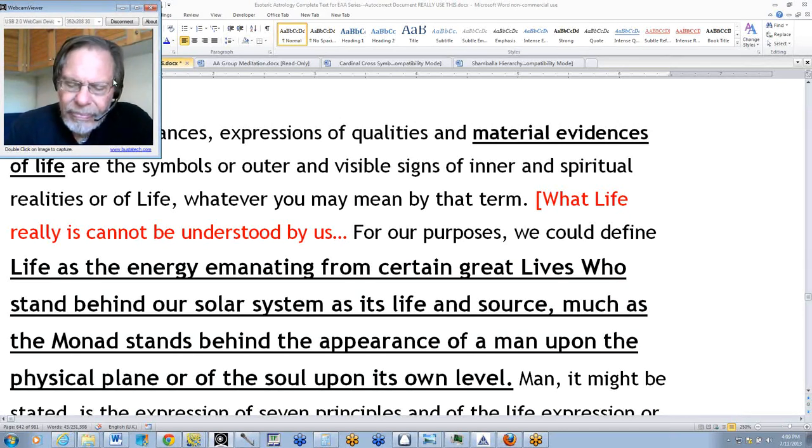type of energy, which is emanating from certain great lives who stand behind our solar system as its life and source. The cosmic logos, the one about whom naught may be said, is found in 293, possibly, much as the monad stands behind the appearance of man upon the physical plane, or of the soul upon its own levels. So our solar system is, as a man, let's see. Yes, as the monad is to the appearance of man, X is to our solar system.